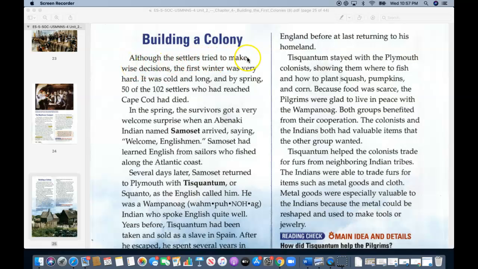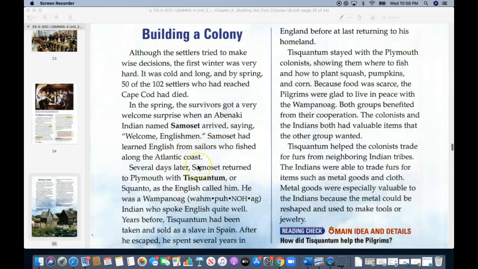Although the settlers tried to make wise decisions, the first winter was very hard. It was cold and long, and by spring, 50 of the 102 settlers who had reached Cape Cod had died. In the spring, the survivors got a very welcome surprise when an Abenaki Indian named Samoset arrived, saying, "Welcome, Englishmen." Samoset had learned English from sailors who fished along the Atlantic coast.